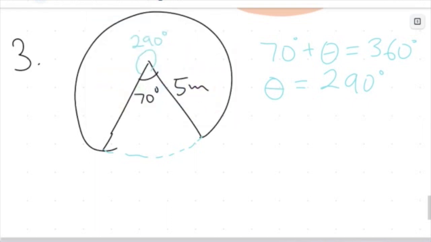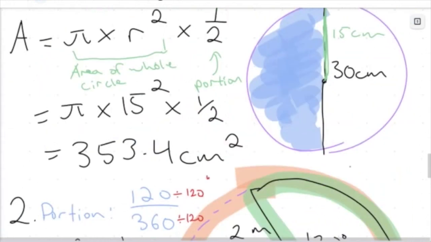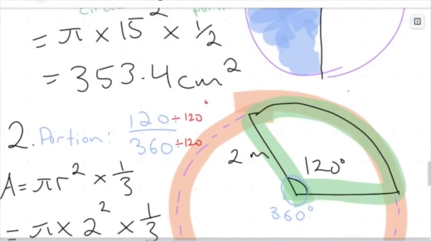Now, the area of a circle, I already know, is always going to be pi times r squared. And now, what portion of the whole are we trying to find here? Well, my sector takes up 290 degrees out of a possible 360. So the fraction is 290/360ths. That is my portion. Like we had up here, we had the area of a whole circle and we had the portion that we multiply at the end.